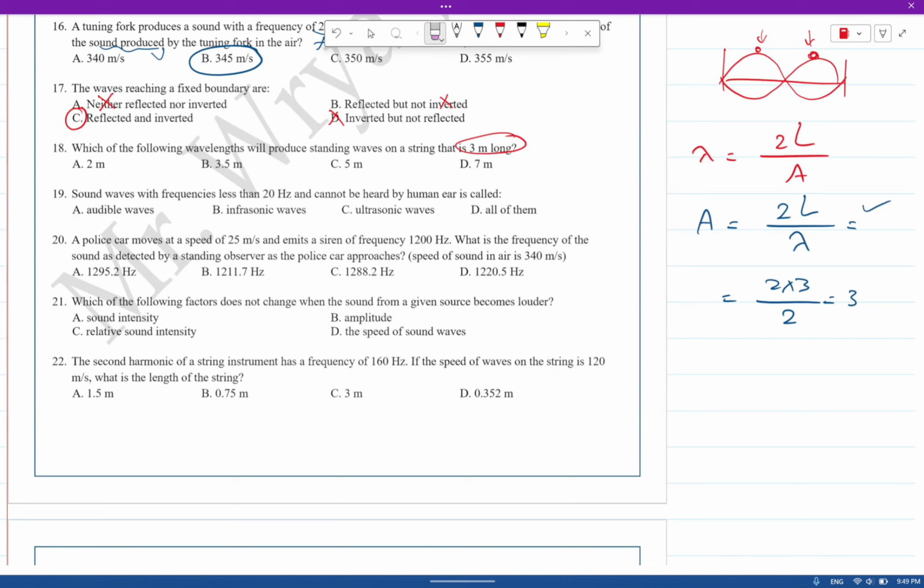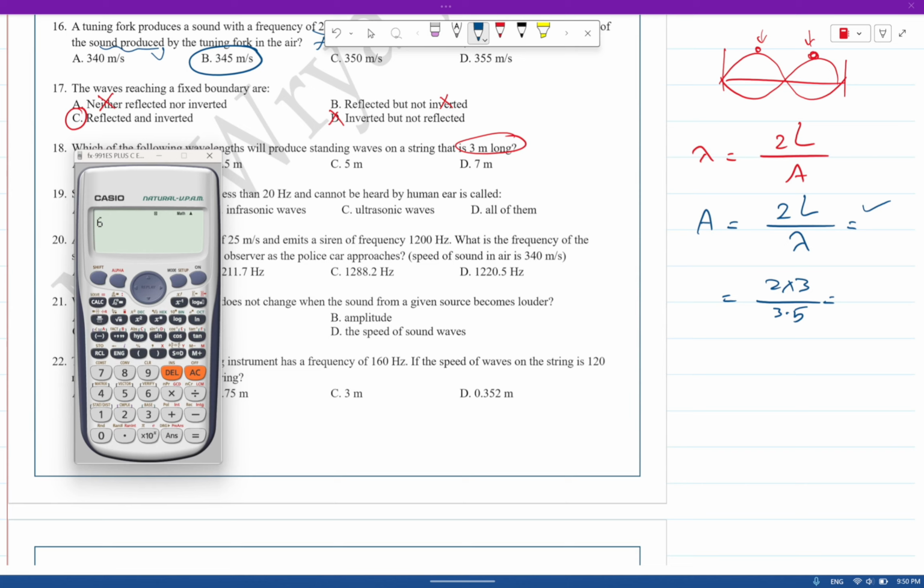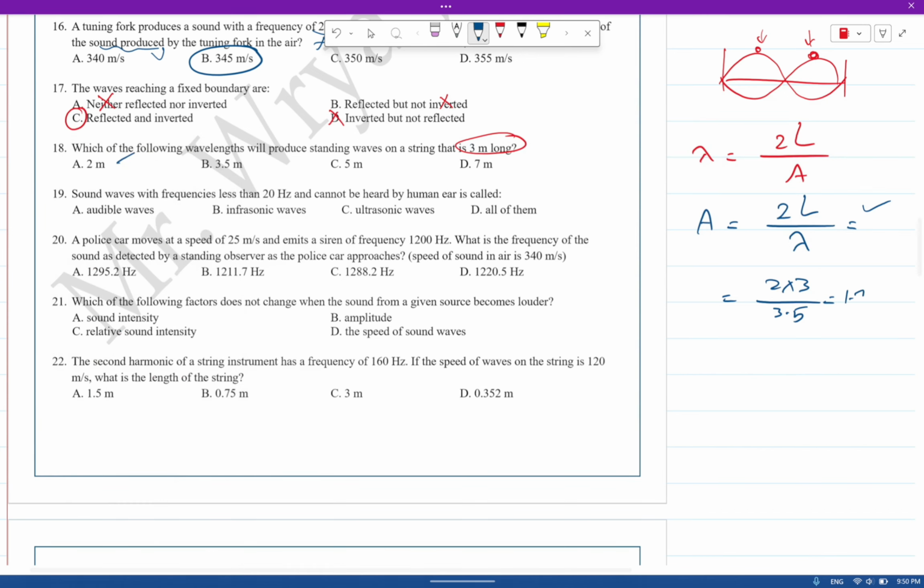So if you have a full number of antinodes, that means, of course, we have a standing wave. This is 1, 2, and 3. So this one forms a standing wave here. So option A is correct. Let's check the other options here. What about option B? It says 3.5. Well, 6 divided by 3.5, that is 1.7. Is that a whole number? No. So B will not produce a standing wave.